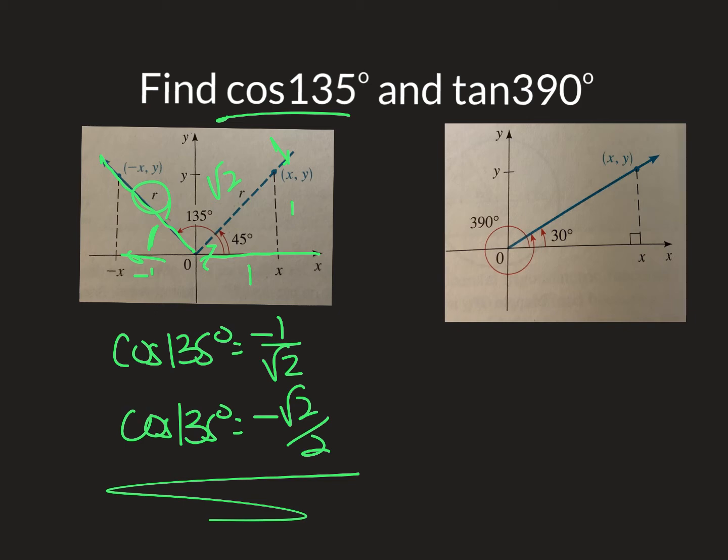It's negative because 135 is in the second quadrant. Remember, this is 180 right here, and that's 90 up there. So it's in the second quadrant, and x is negative in the second quadrant, so it's negative.